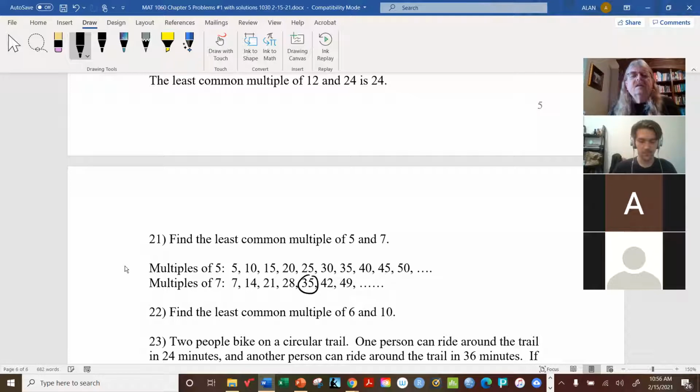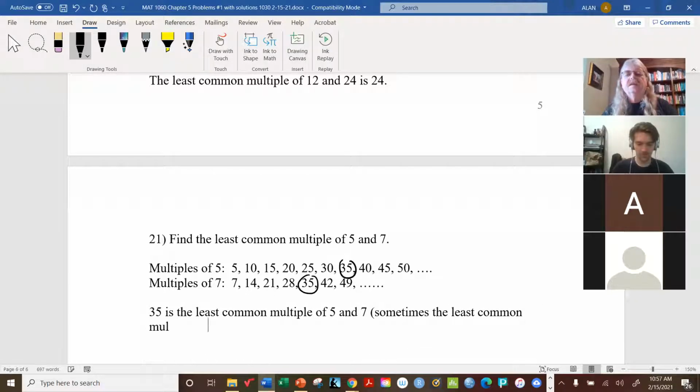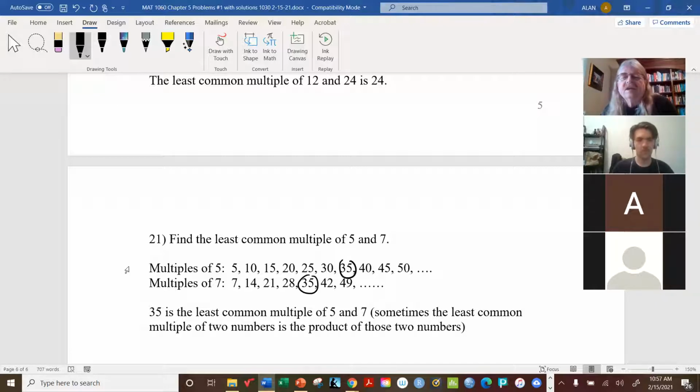And therefore we're done. And this brings up another interesting point. 35 is the least common multiple of 5 and 7. And I'll just make a note in parentheses here. Sometimes the least common multiple of two numbers is the product of those two numbers. Okay, so that one is always a potential candidate for the least common multiple, just the product of those two. That one's always potentially on the table at least.